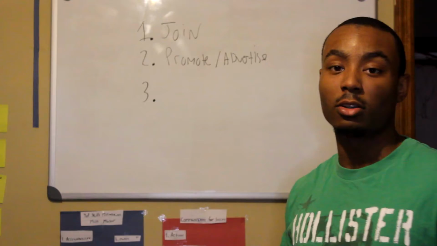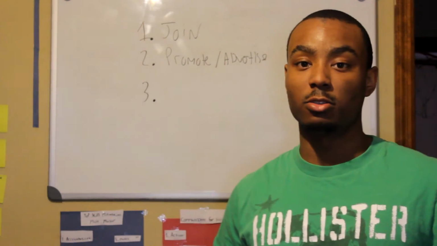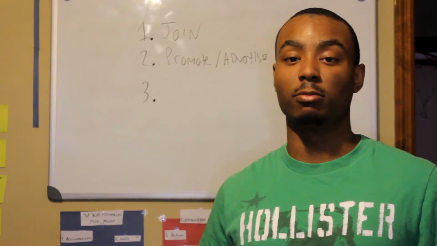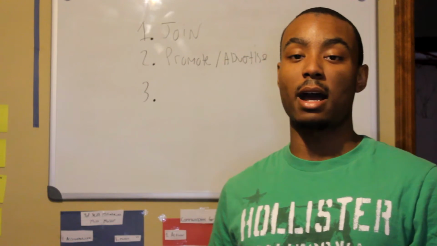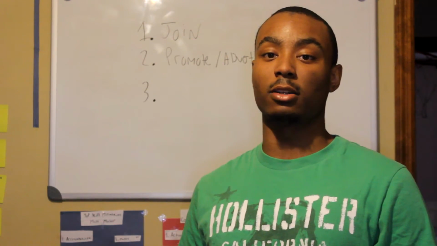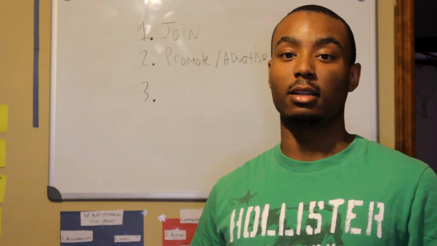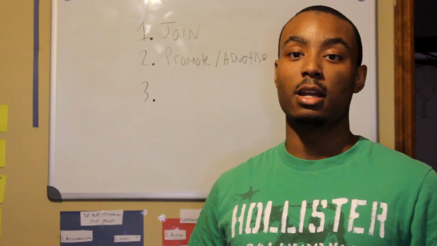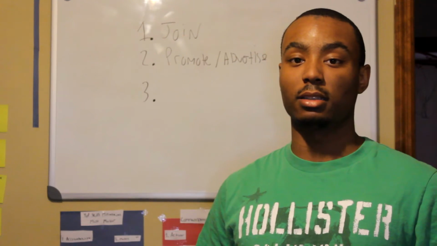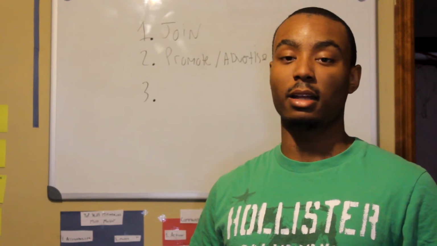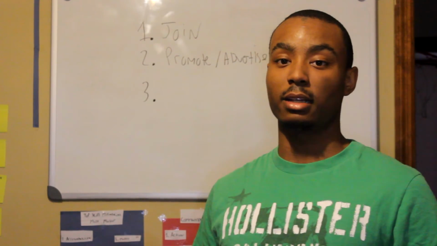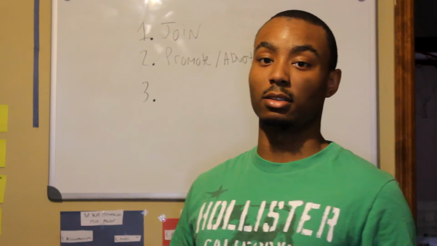Alright, so guys, the third step is basically you make money. So basically that's really it. If they buy your product, you basically make money. Anytime somebody clicks on your link, and if they click on your link and they buy, that's basically it. If they buy it, you make money. So that's basically the essence of affiliate marketing.